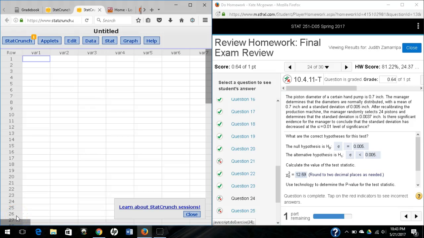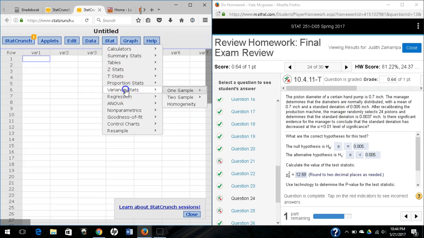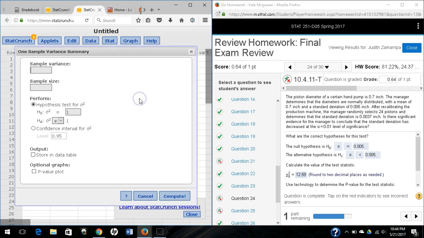Okay, so what I've done here is I have opened up a dual window. So I have the question here for number 24, and I'm going to show you how to do p-values. Here we're going to use the variance stats. So I'm going to go to Stat, Variance Stats. I have one sample and I've got summary data.